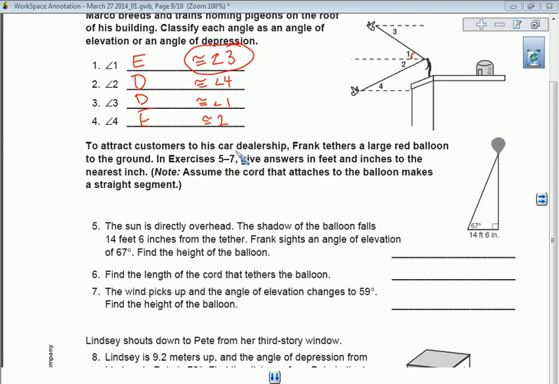So, to attract customers at this car dealership, Frank tethers a large red balloon to the ground. Because you know, when I'm shopping for cars, I don't look for the best buy. I drive around and see which dealership has a large red balloon.